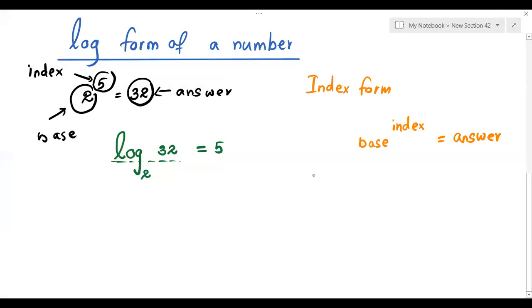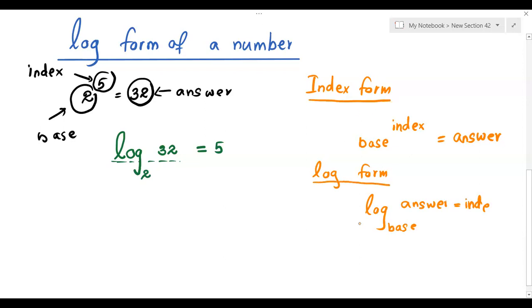Okay, then if we consider the log form, log is written, and in the tail, near the g, we write the base, and inside this log we write the answer, and this is equal to the index. Okay. This is how we convert the index form into log form and log form into index form. Okay, we have to remember this.